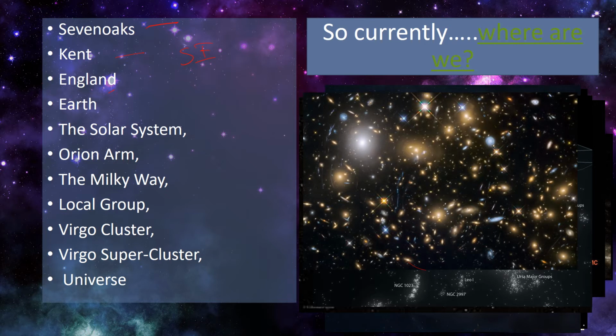So the universe is made up of superclusters of galaxies, which are made up of clusters of galaxies, which are made up of local groups of galaxies. Then within each galaxy, galaxies are made up of clusters of solar systems, and solar systems are made up of planets orbiting the sun, and planets have countries on them, defined by land masses, and those countries are separated into regions, like Kent, and those regions are separated into towns, villages and cities.